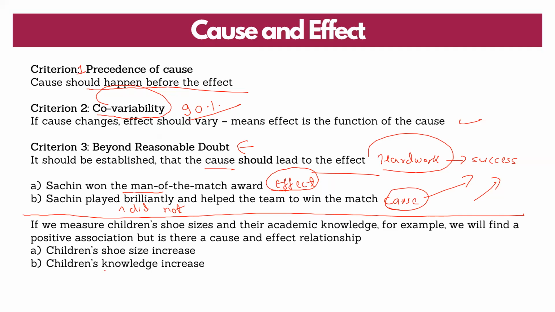For example, if children's knowledge decreases, let me vary B. If children's knowledge decreases, will you say that children's shoe size will also decrease? No, obviously not. So there is no cause and effect relationship here. So why I'm giving this example is because two statements can have some positive correlation or negative correlation. So correlation does not necessarily mean that there is a cause and effect relationship. Correlation is two things existing simultaneously. For example, if I say when I eat Maggie, it rains, there can be some correlation.